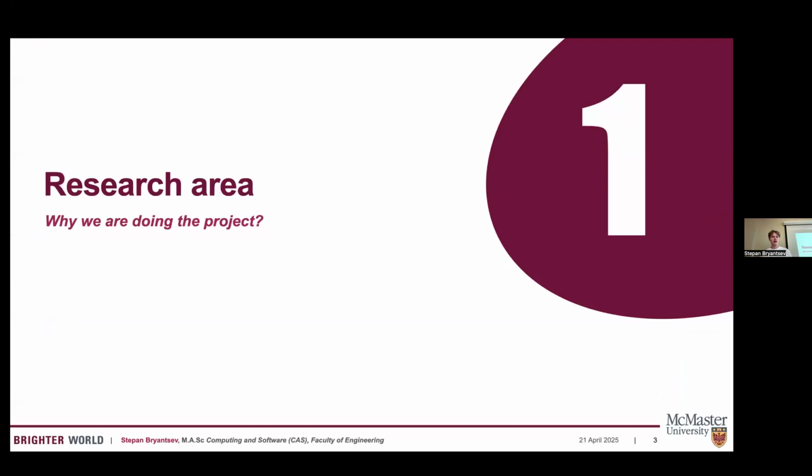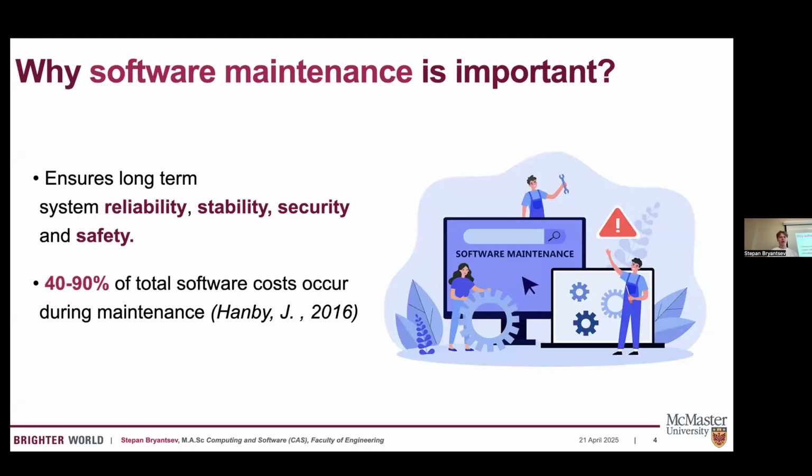First of all, the research area. Why are we doing the project? Our research area is software maintenance. Software maintenance is a very broad and important field. It ensures long-term system reliability, stability, security, safety. Different estimates show that 40 to 90% of total software costs occur during the maintenance. So it's a very broad field with many challenges.